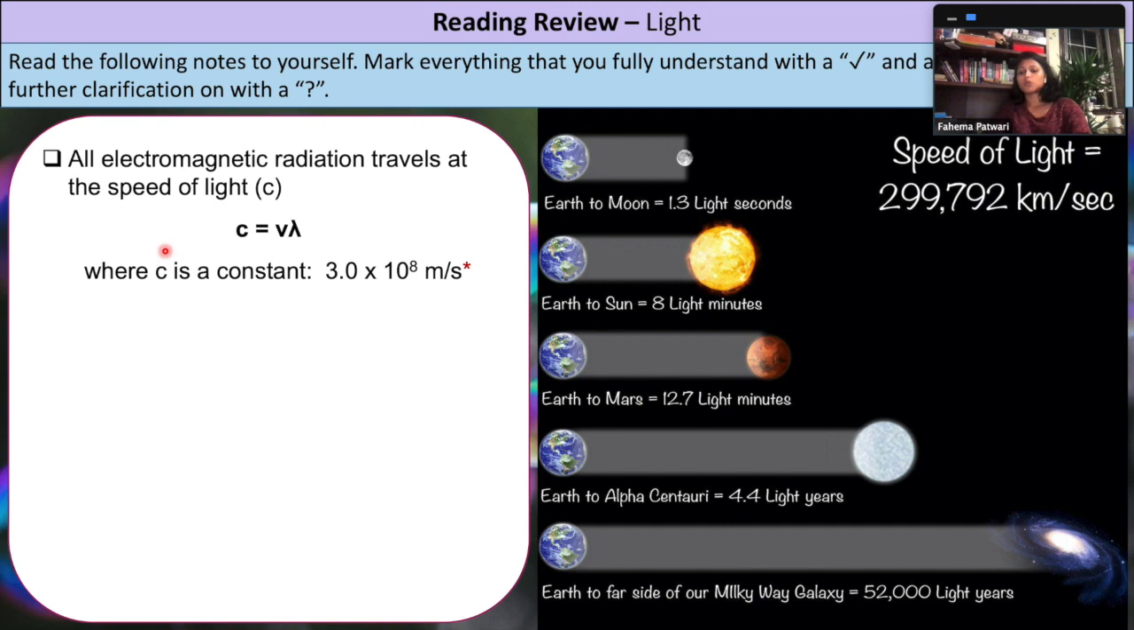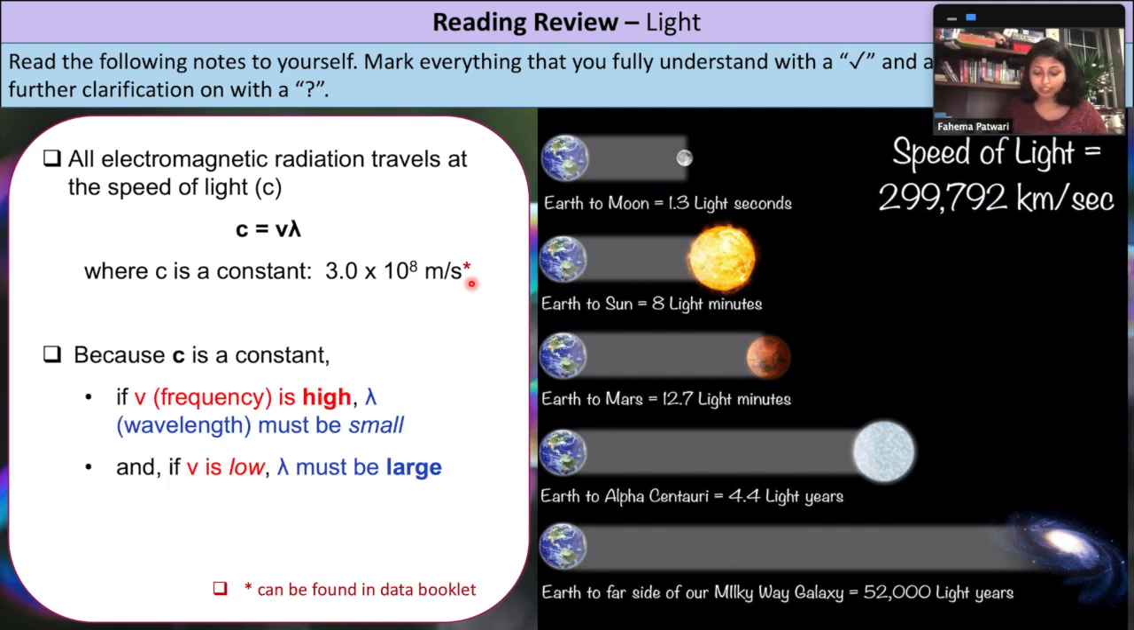All electromagnetic radiation travels at the speed of light, meaning everything that you've seen on the electromagnetic spectrum moves at this speed, right? That's 3 with 8 zeros after it. That's how many meters per second it moves. So c is constant. For any form of light, c is constant.